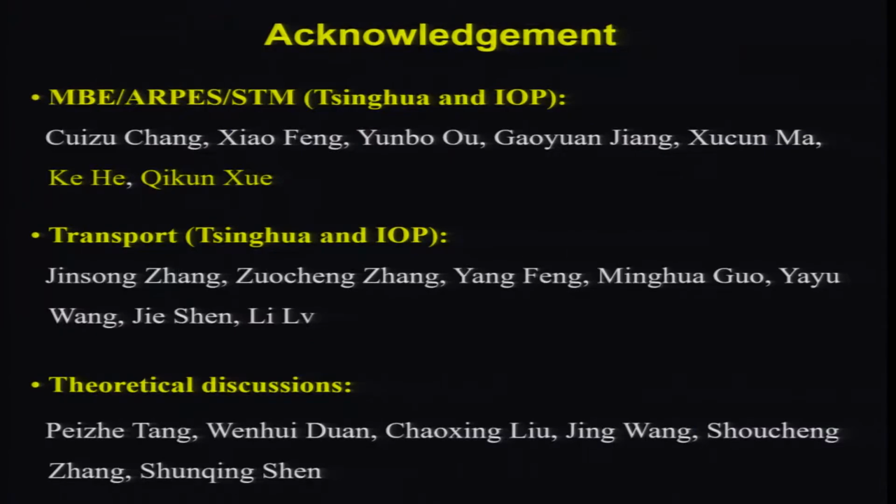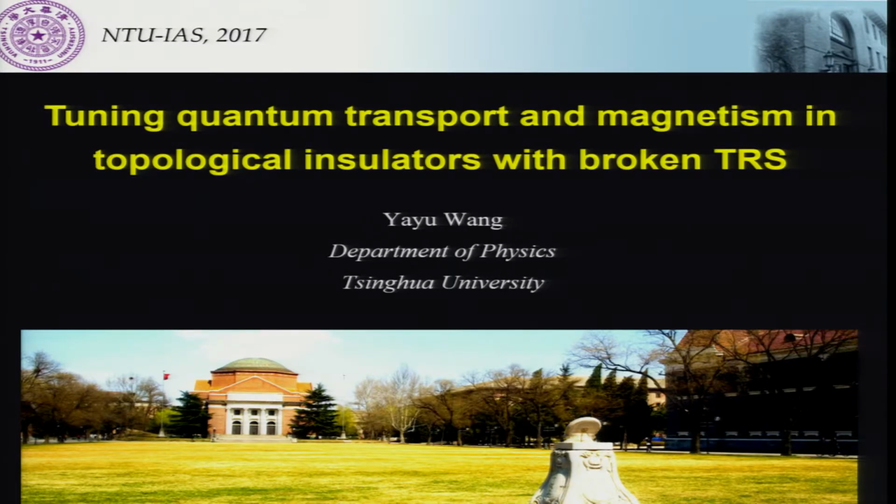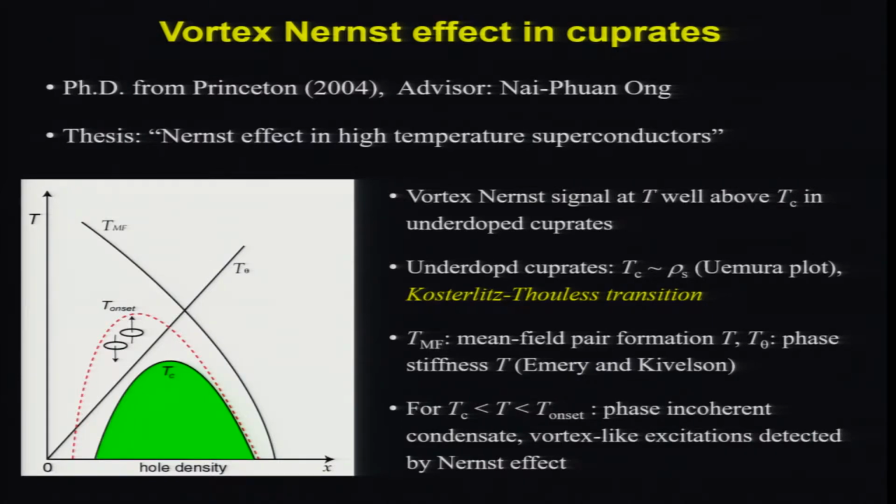I received my PhD from Princeton University in 2004, and my advisor was Professor Paul Ong. He was born in Malaysia, so he used to visit Singapore very often. At that time, my thesis was on the Nernst effect in high-temperature superconductors.